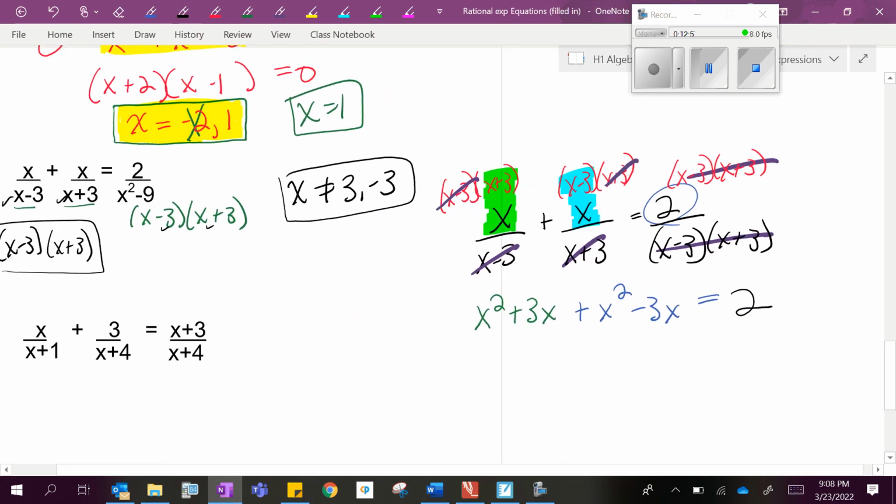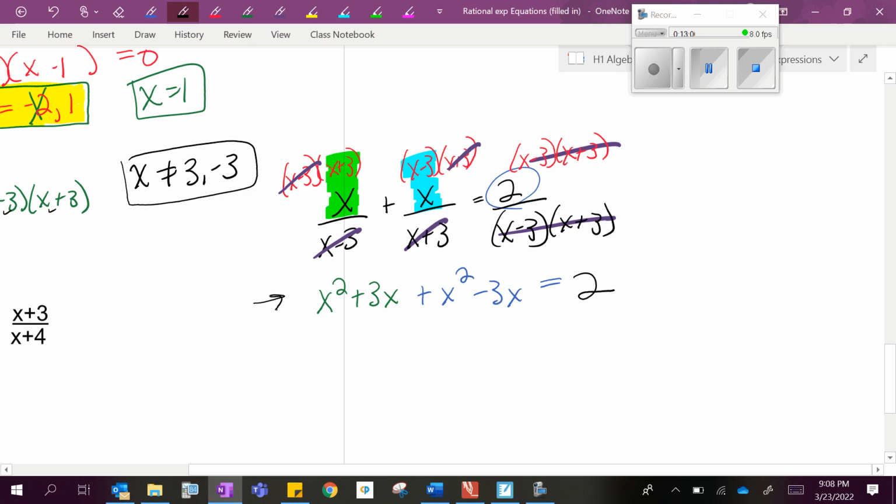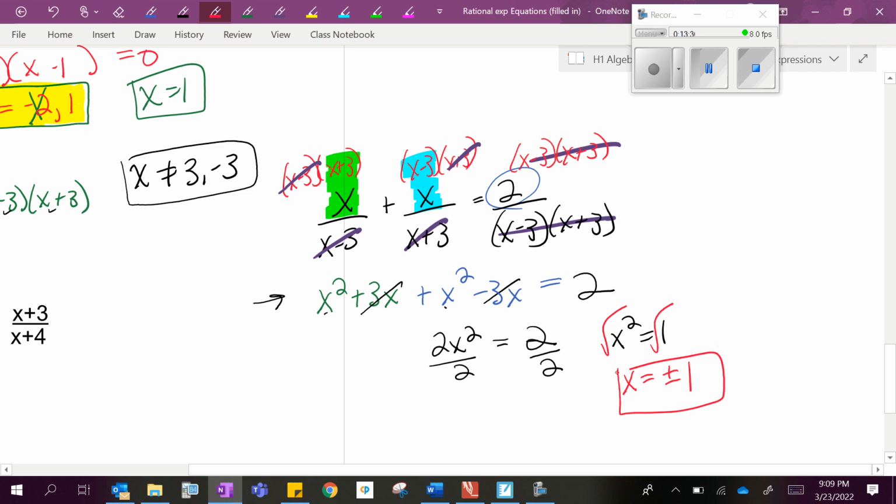Okay, so now I can simplify this equation. I collect like terms, and I get x² + x² gives me 2x². My 3x is canceled out, so I get 2x² = 2. I solve by dividing by 2. I get x² = 1. I need to know what x equals, and x² = 1, so x equals ±1. I check my domain restrictions, and those are both fine. That's both part of the domain. So I've got my answers.